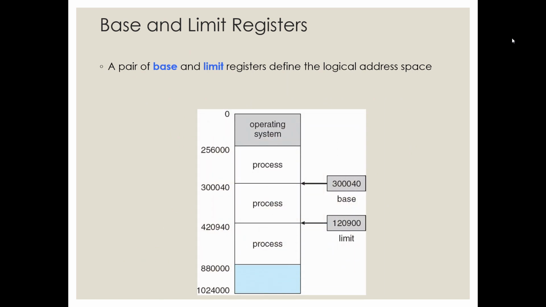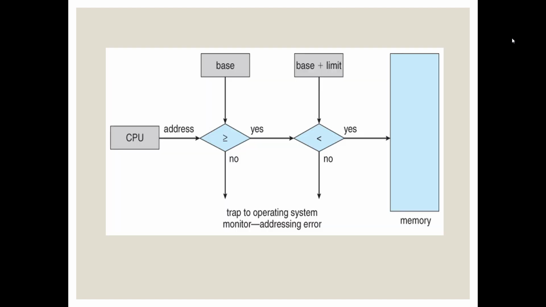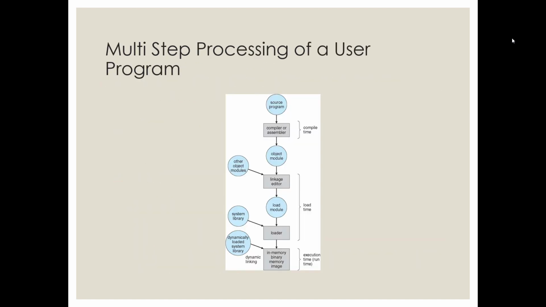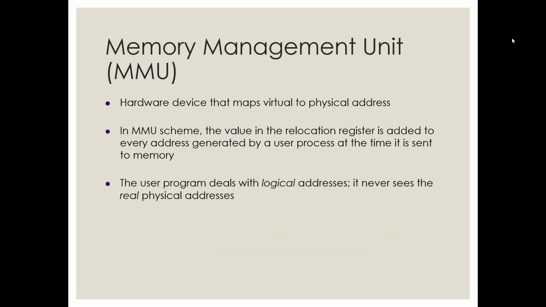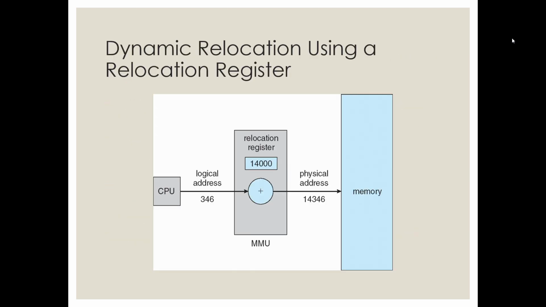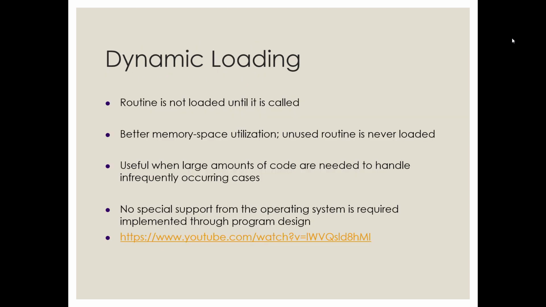So let us look at the base and limit registers for this process. The operating system has some processes. The limit is 120900 and the base is 30040. So we have seen that while we enter into this process, the limit is 12090 but the base is 30440. While executing this, the output of this process will be 1024000. This can be dynamic relocation using dynamic loading.